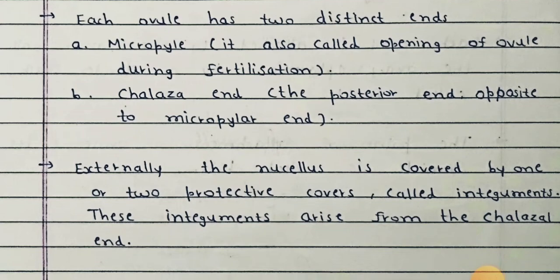Now each ovule has two distinct ends, micropyle and chalaza. We have studied about micropyle. Now let's study about chalaza. Chalaza is the posterior end of the ovule and it is exactly opposite to the micropylar end in the anatropous ovule. Different types of ovules have different arrangements of micropyle, chalaza and funicle.